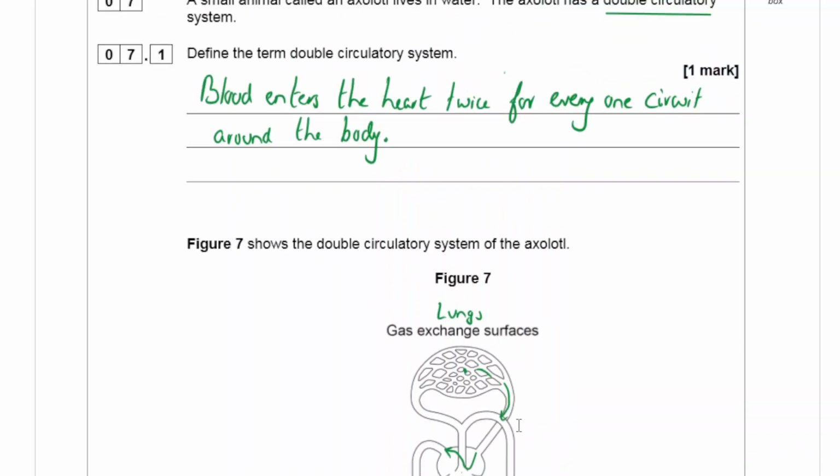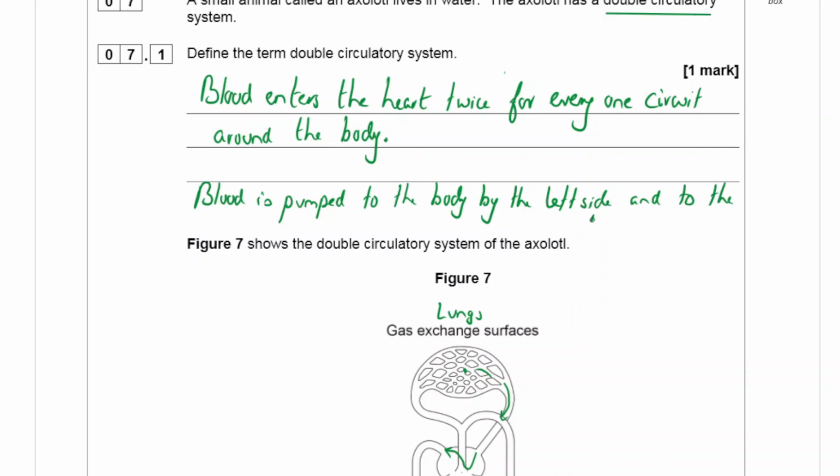You could also say for double circulatory system, blood is pumped to the body by the left side of the heart and to the lungs by the right side of the heart.